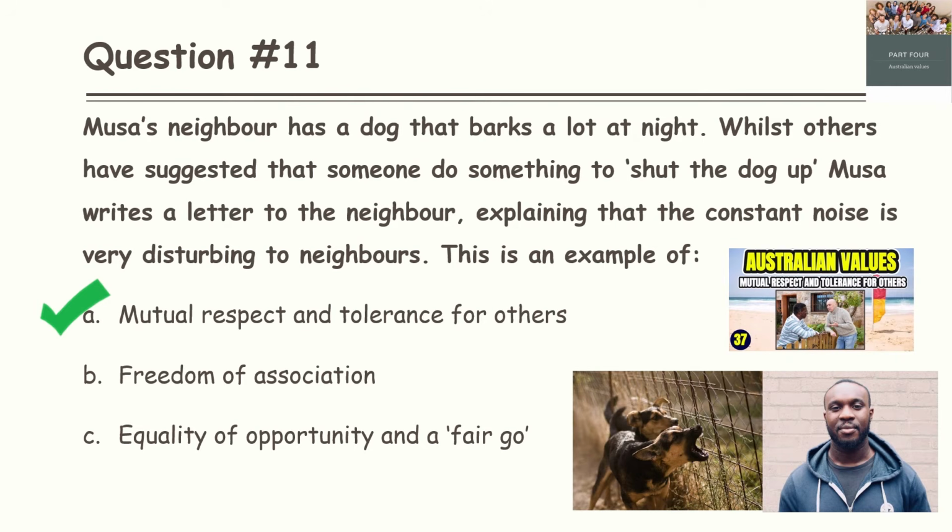In Australia, individuals must respect the freedom and dignity of others and their opinions and choices. It is against the law to be violent toward another person. Violence of any kind, including verbal and physical abuse, is illegal. Moosa communicated respectfully to his neighbor about the dog, who in turn brought the dog inside for the night so that it no longer disturbed the neighbors. This is an example of A. Mutual respect and tolerance for others.